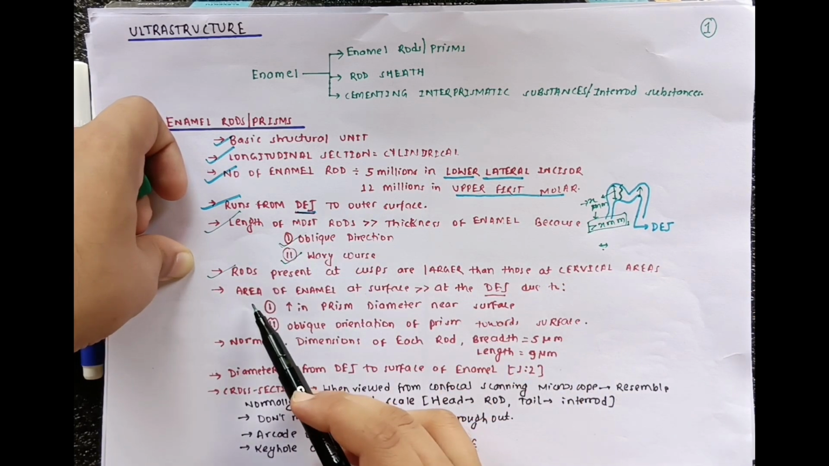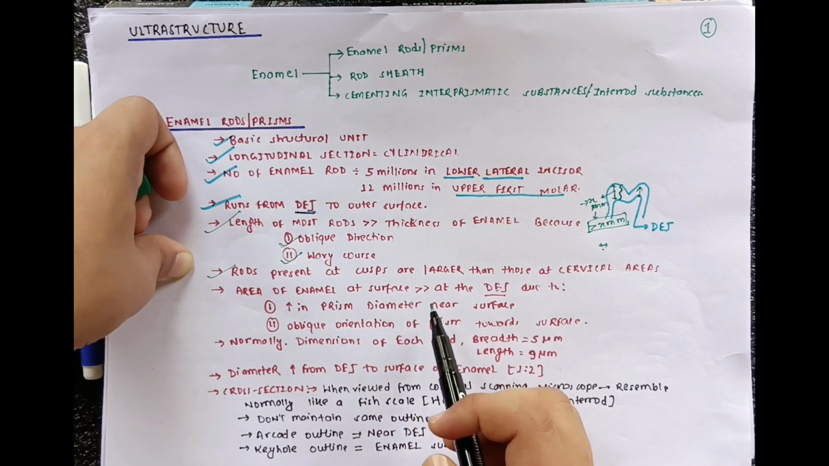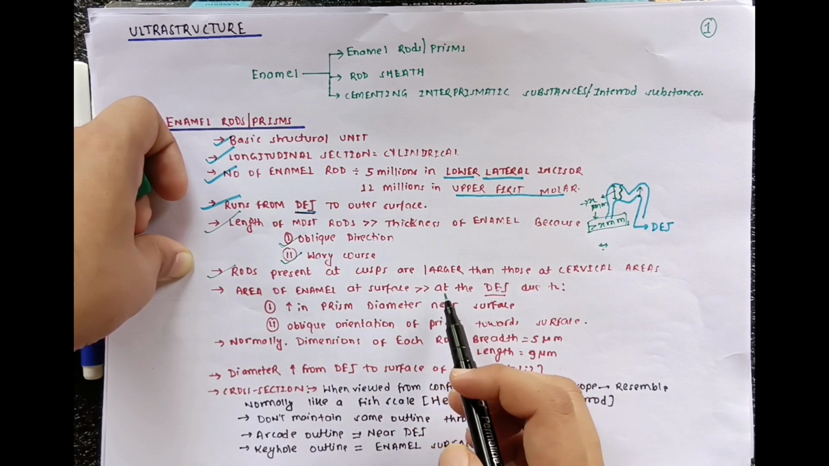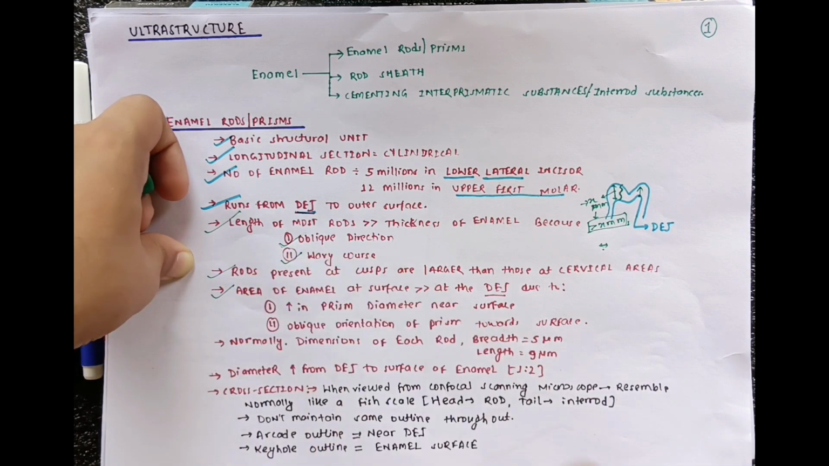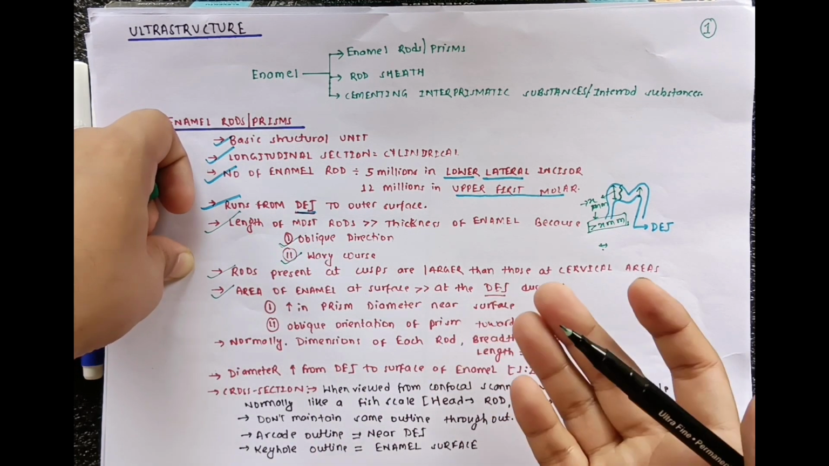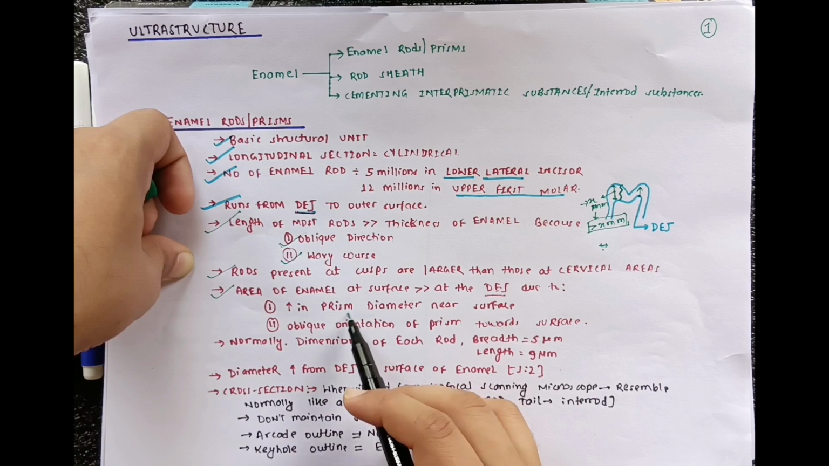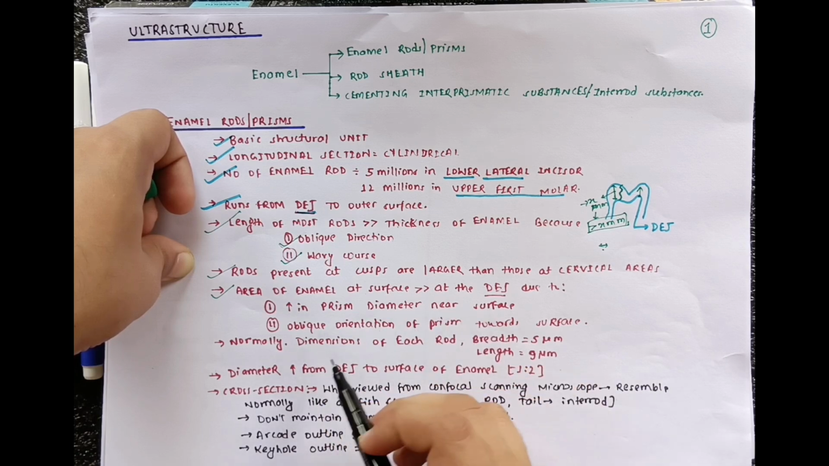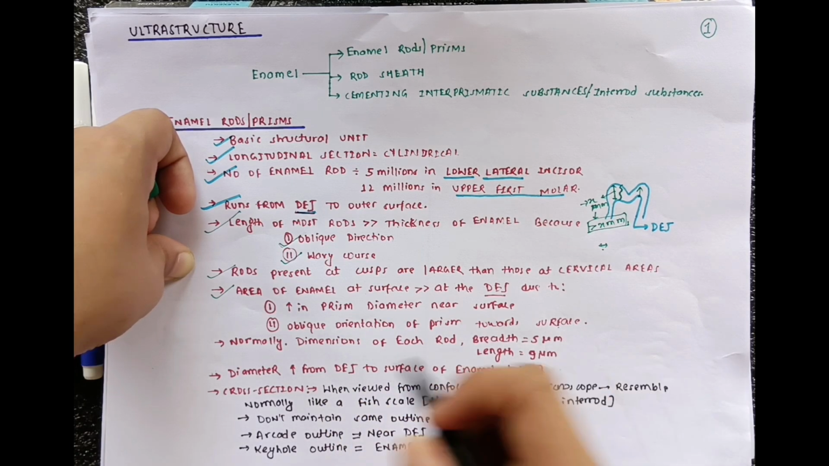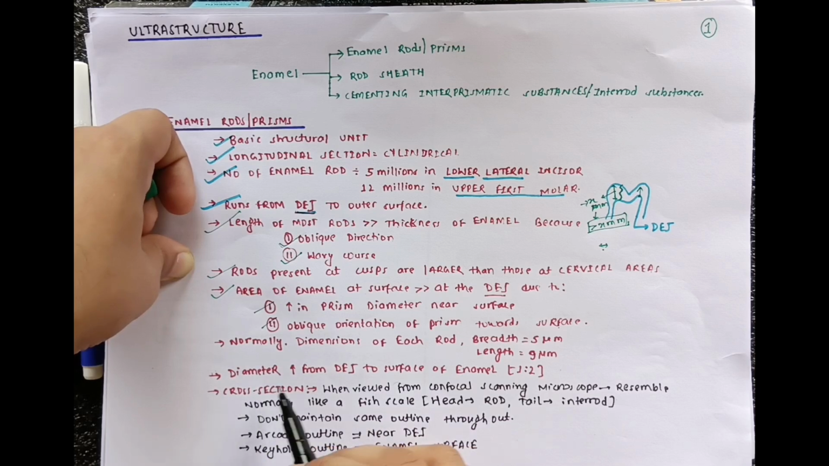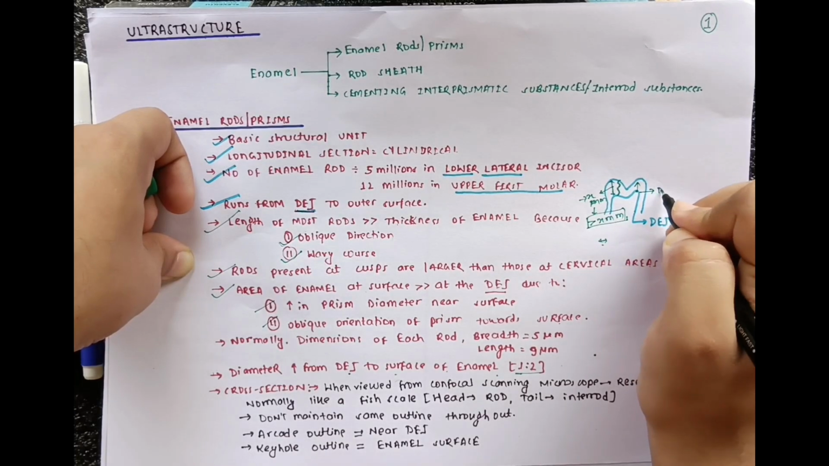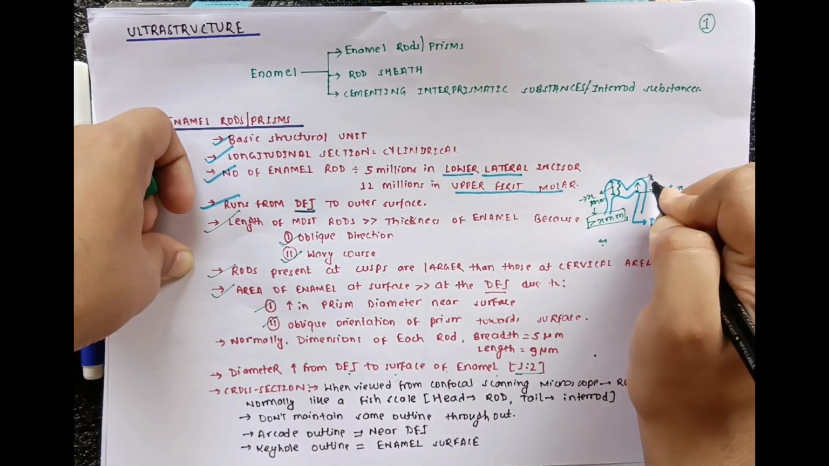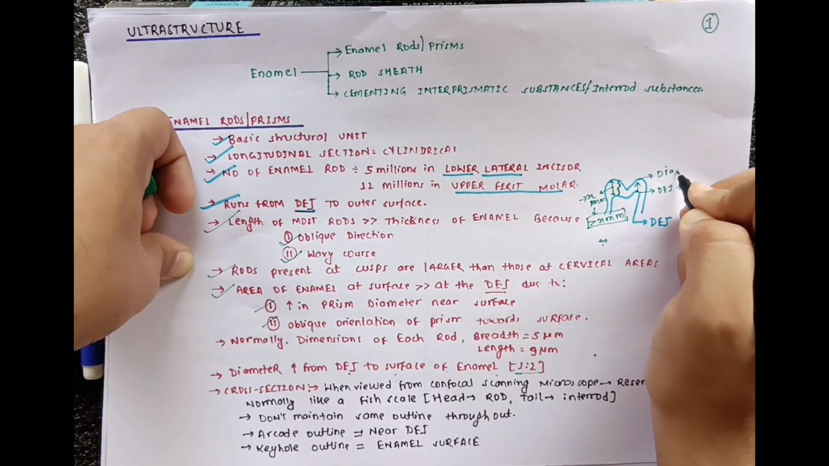After that, here we can see the area of the enamel at the surface is greater than the area of the enamel at the dentino enamel junction. This point is also important, and it is due to the increase in prism diameter near the surface. Similarly, the oblique orientation of the prism towards the surface. As I have written here, the diameter increases from the dentino enamel junction to the surface of enamel by 1:2. So if the diameter at the dentino enamel junction is x, then the diameter at the surface should be 2x.